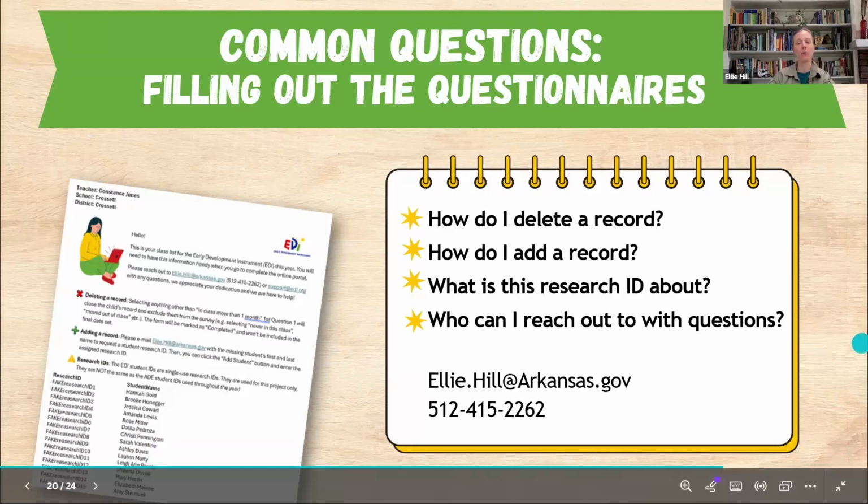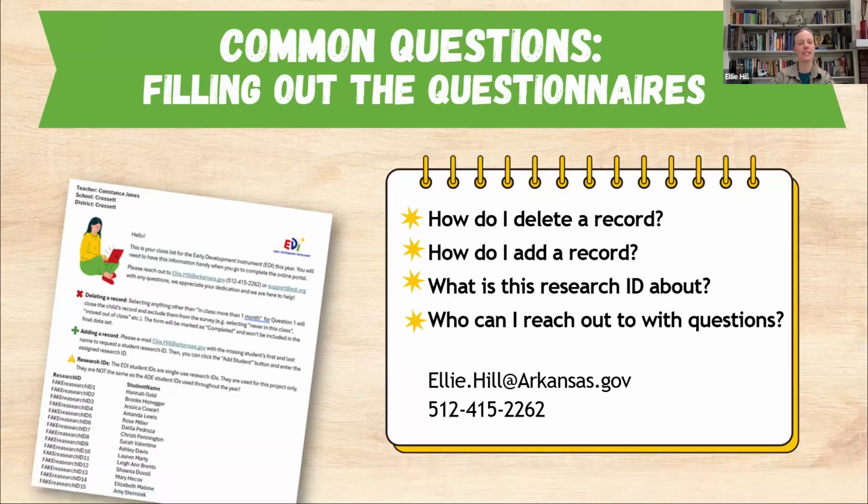Another thing that is important to keep in mind for teachers is that sometimes they get confused between research IDs and the student IDs that the Arkansas Department of Education uses. So the research IDs that are in the portal have nothing to do with ADE student IDs. They are used only for this research project, and then they are abandoned. So they're completely different, and I just want to make sure to remind folks of that because we don't want to have any confusion when you're trying to look up your students on your portal.